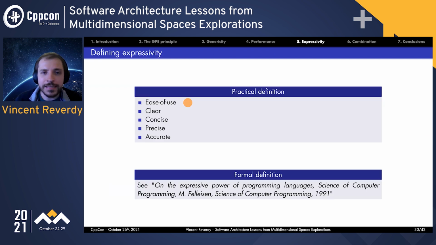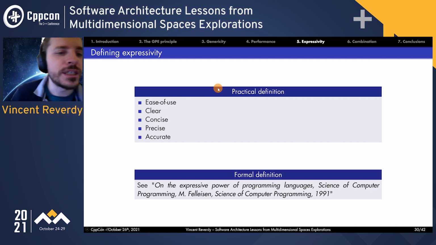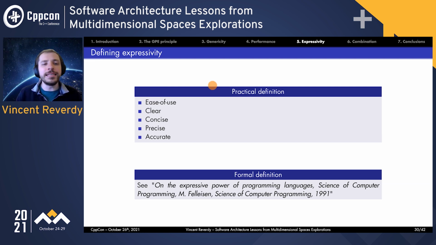And regarding the last axis, which is expressivity, the definition of expressivity is the following. There is a practical definition, which is: how easy is it to use the software? How clear is the software? How concise is it? How precise and how accurate are the abstractions? For example, when you are talking to a physicist, what they would like to have is something that is as close as possible to what they are writing by hand.